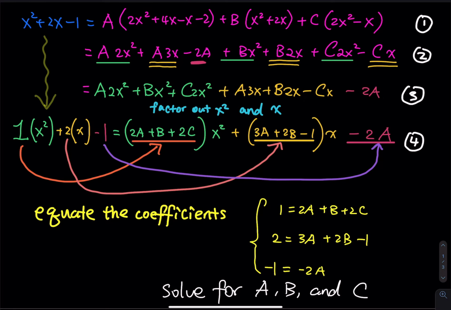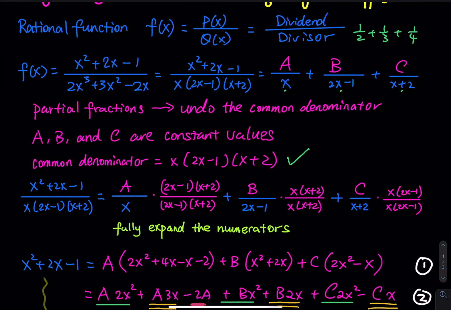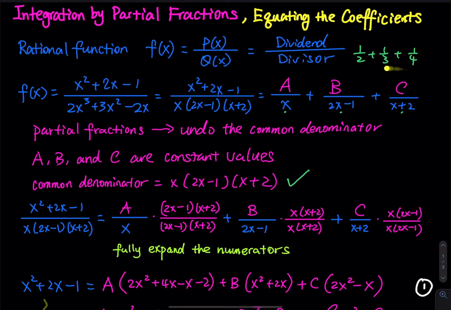After you solve for a, b, and c, so a equals 1/2, b equals something, c equals something, right? And then you put your a, b, and c back to the very first line you wrote. So you put the a, b, and c back into the first line. So now the partial fraction is finished.